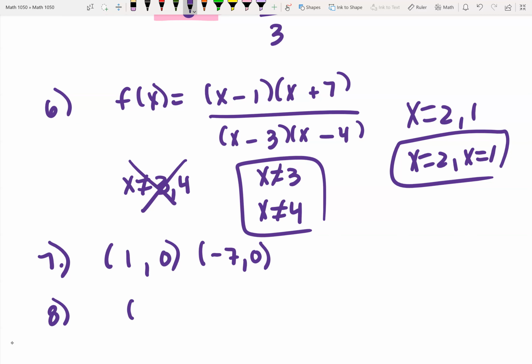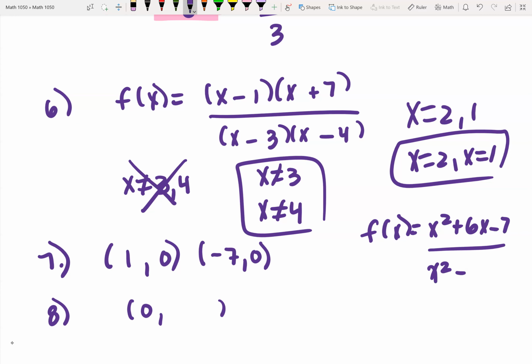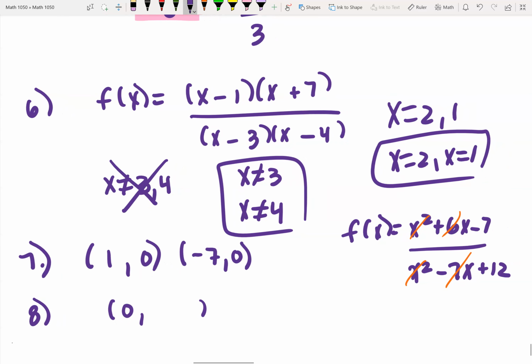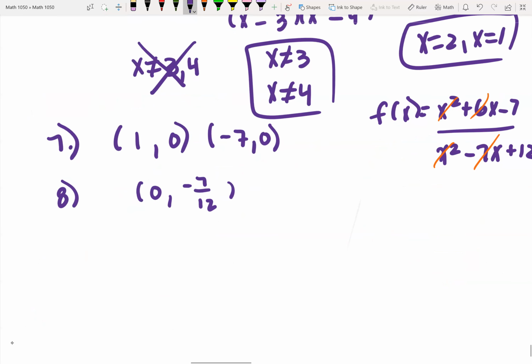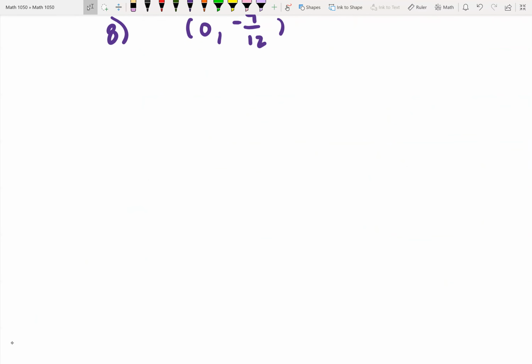Okay. Question 8, to find the y-intercept, you're going to let x be a 0. It's way easier to let x be a 0 in the non-factored version. So here was the original problem before I factored it. And if x is a 0, those things all go away, and I get a negative 7 over a positive 12. Okay? All right, number 9.